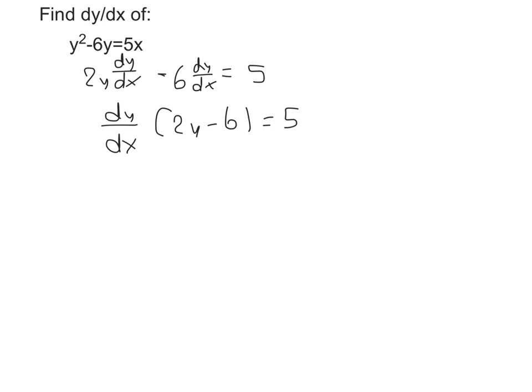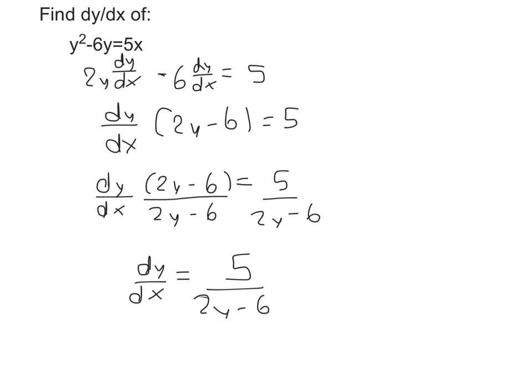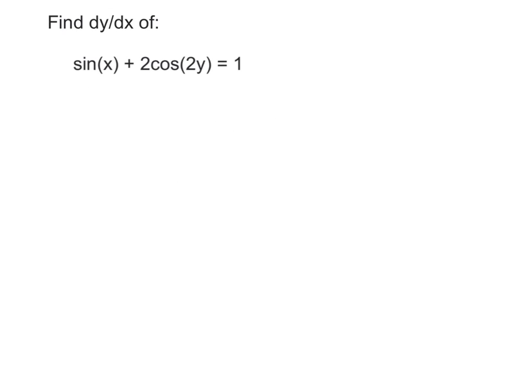Next, you can factor out a dy dx to get it by itself. Remember, it is important to get dy dx separated. Now, the only thing left to do is divide 2y minus 6 from both sides. This will leave us with dy dx being equal to 5 over 2y minus 6. Do you feel more confident now?